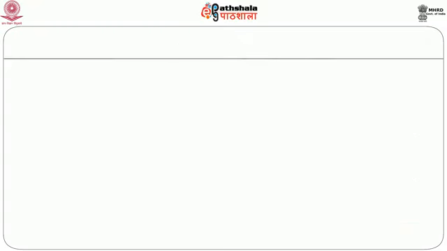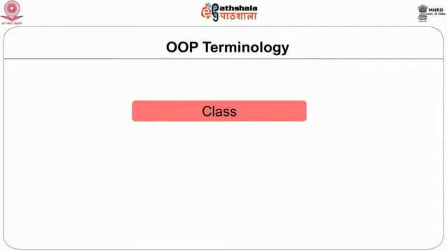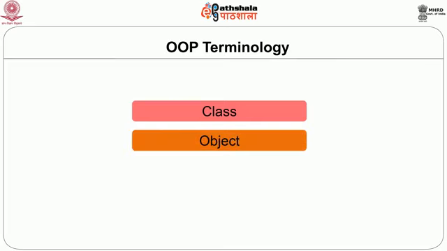If we now move to the properties of OOP, let me discuss them one by one. The first one is class. So what is class? You can consider a class as a programmer-defined data type, and it can also be treated as a blueprint or prototype, and objects are created from a class only. An object cannot be created without a class. So what is an object? An object is an instance of a class, and a class can have many objects.